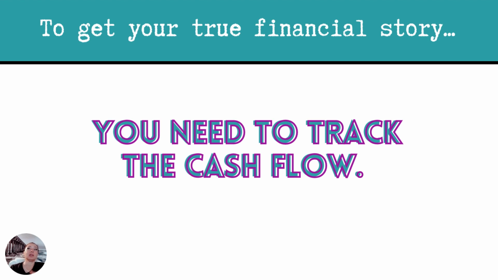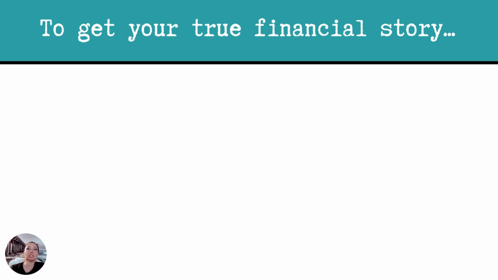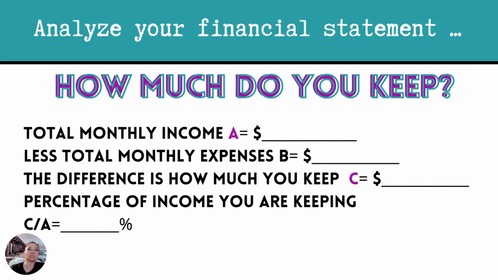If you want to get your true cash flow story, the first thing you're going to need to do is start recording or tracking your cash flow. That means all of your income, your assets, and all your expenses and your liabilities. You do this on a financial statement worksheet. If you don't have one, we can help you get one of those. We can have one in the description below, or you can go online and just find a blank financial statement worksheet. And there's also going to be a few questions that you want to ask yourself when you start analyzing your financial worksheet. So let's go over some of these questions.